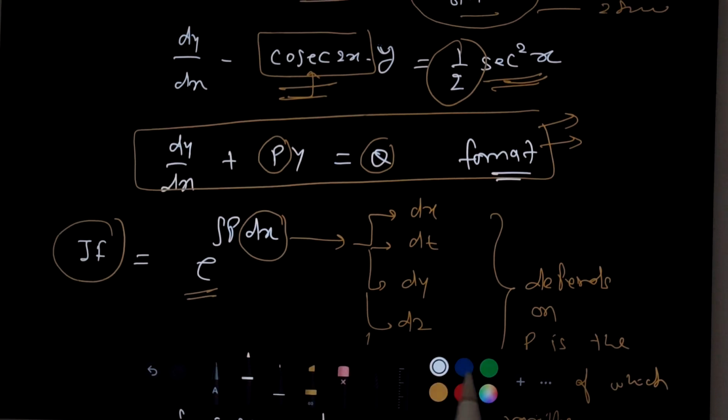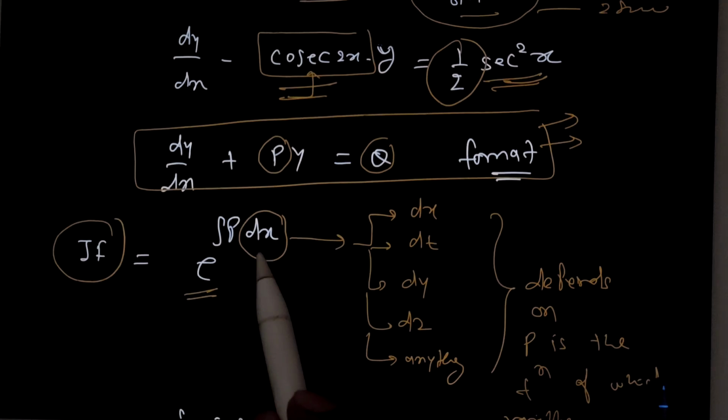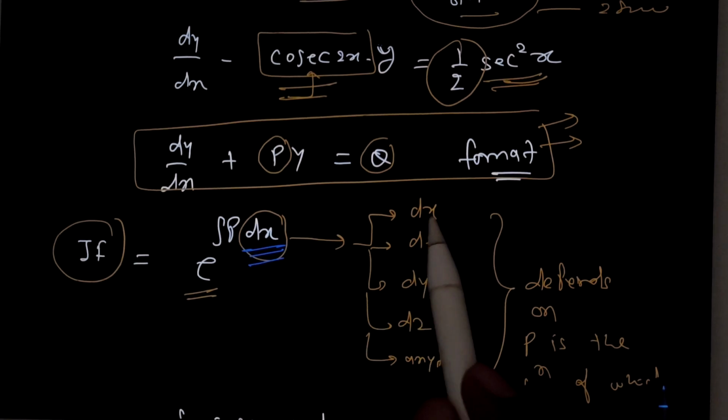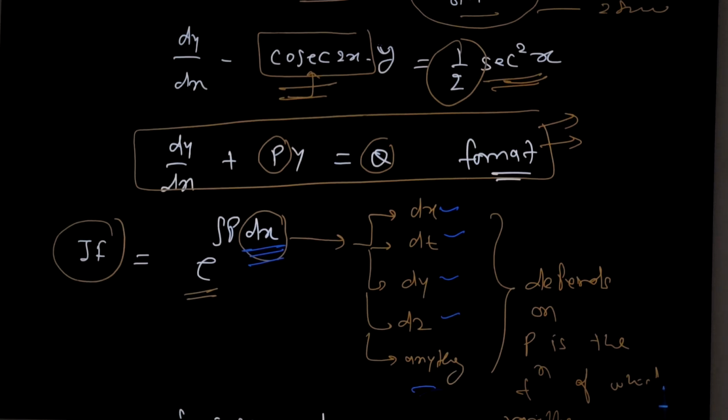Now see guys, because practice is important, lack of practice may lead you to confusion, that in some questions dy may come here, dt may come, like dx, dt, dy, dz, or any other variable may come. So which variable will come here? It depends. P is a function of x or y or z or something else.